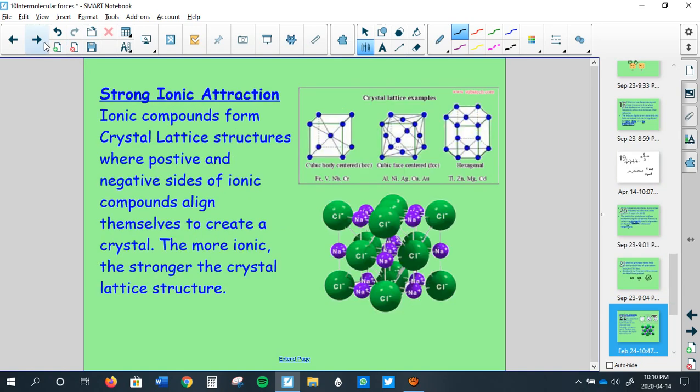Okay, so those are the three. We're over half done here. Those are the 3 weak intermolecular forces. Now for the strong ones, there is the strong ionic attraction or ionic interaction. I've heard it called a few different things. These are just the interactions between ions in a crystal.